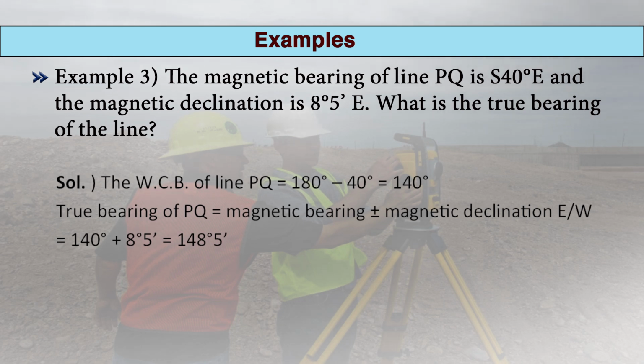Now, the true bearing of PQ will be, as in the previous question, the magnetic bearing plus or minus the magnetic declination, eastward or westward. Here the magnetic declination is 8 degree 5 minute east. So, the answer will be 140 degree plus 8 degree 5 minute, which gives 148 degree 5 minute. Hence, the true bearing of the line is 148 degree 5 minute.